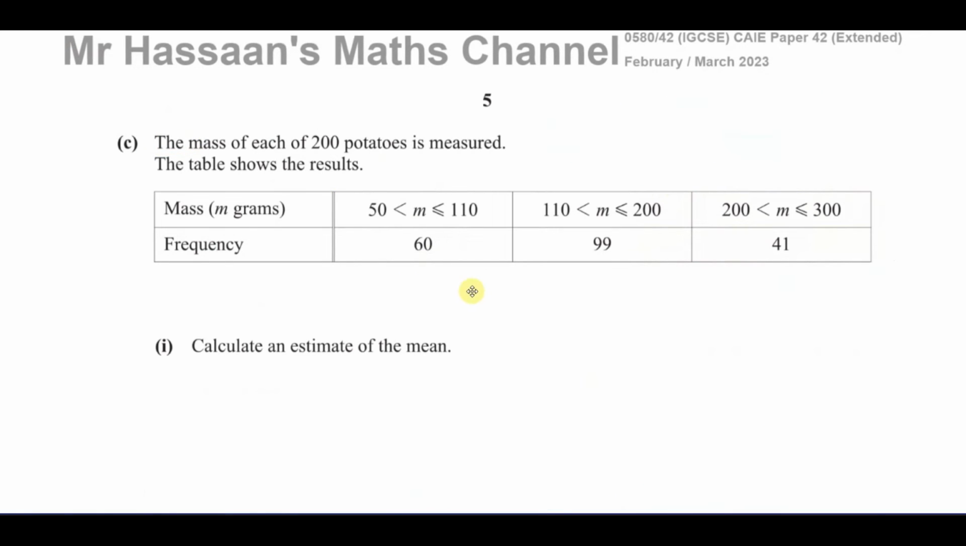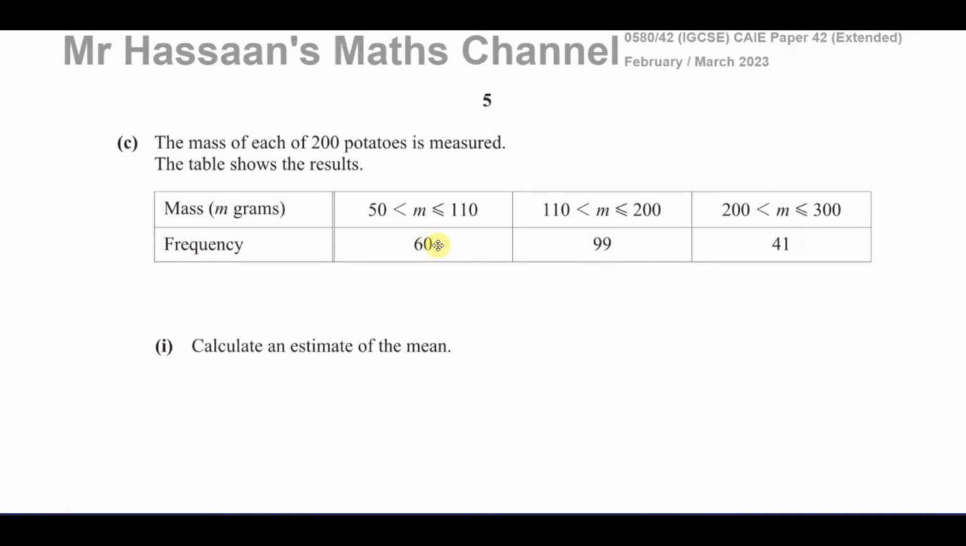In this case, we have what's called a group frequency table. So somebody has measured the mass of these 200 potatoes, and they haven't written down the frequency table as individual masses, because it probably didn't make sense to have so many different categories. So what they did is they said, okay, let's group the masses together. So all the potatoes which had a mass between 50 and 110 grams, we will clump them together in the first group here. All the ones which had masses over 110 up to 200 in this group over here, and all those potatoes with a mass greater than 200 up to 300 in this group here.